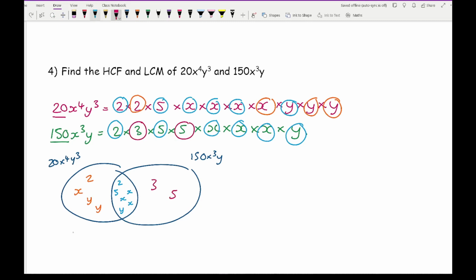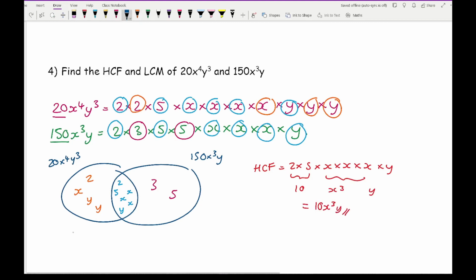So then from this I can work out what my highest common factor is going to be. The highest common factor is just the middle terms multiplied together. So that's going to be 2 times 5 times x times x times x times y, which if I simplify, gives me 10, x cubed and y. So the answer then is 10x cubed y.